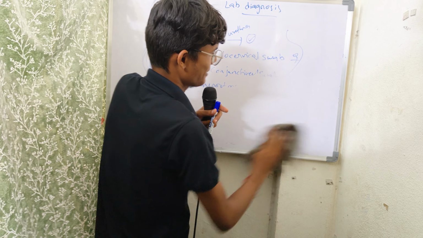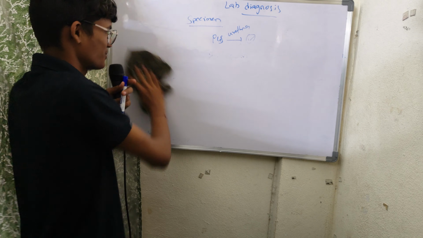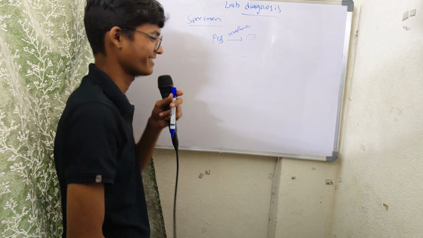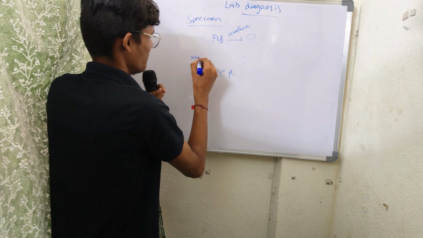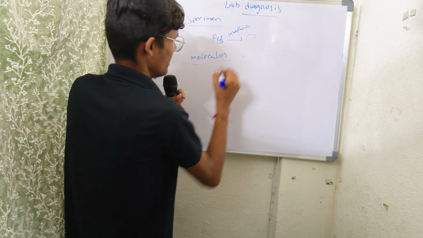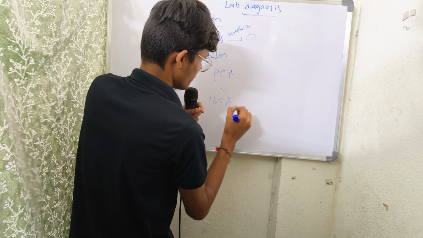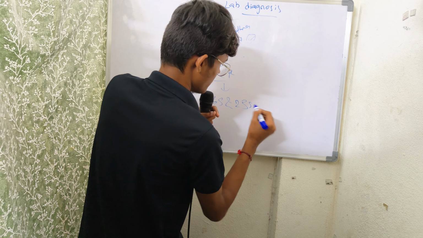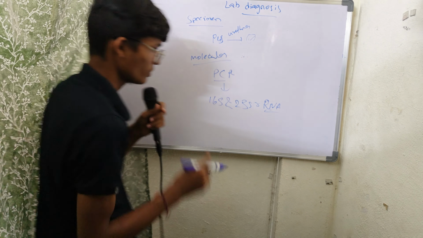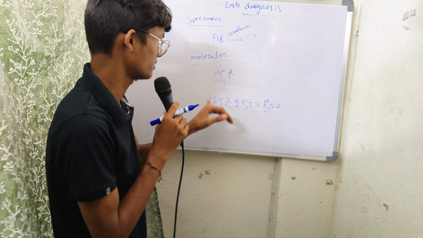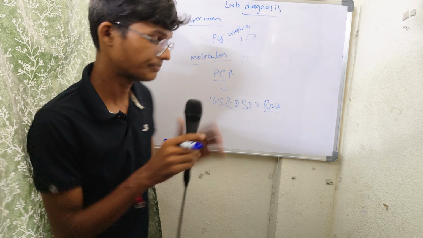Then molecular methods, the student friendly thing every student wants to write. Even I too want to write it. It's nothing but PCR, the molecular method. This PCR is targeted against 16S and 23S rRNA.